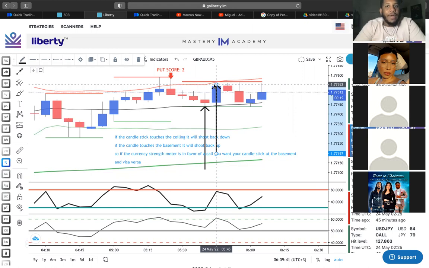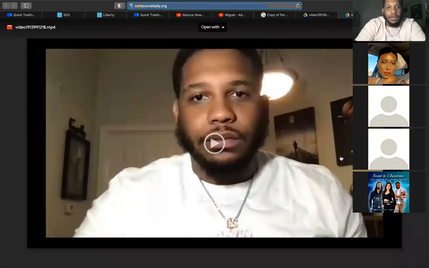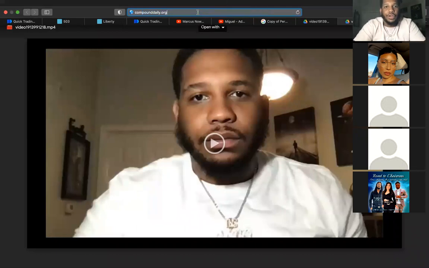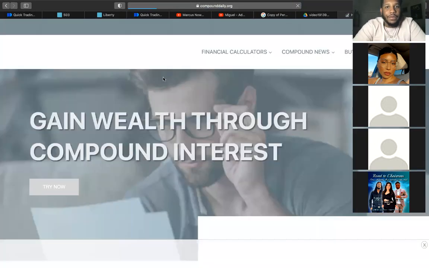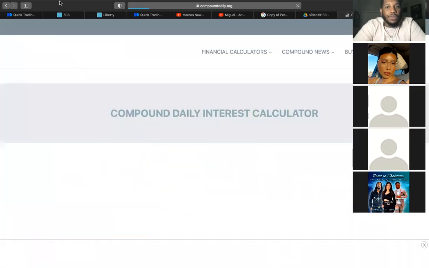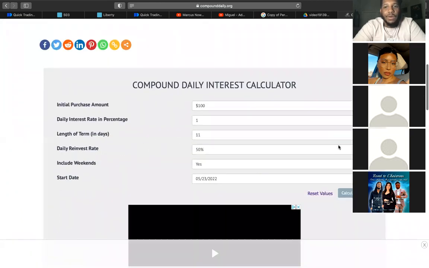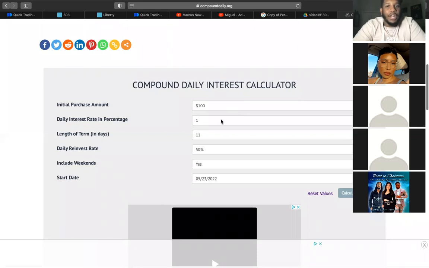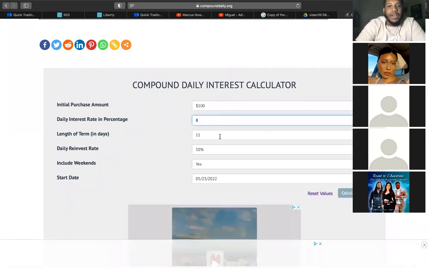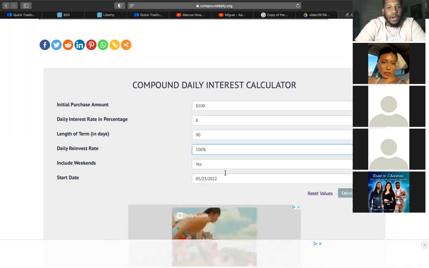You want to look to gain about 8% every single day. And I could go into the compound calculator, where I can show you guys what that looks like really quick. You want to compound your account. You don't want to go into trying to gain massive amounts of money day one. So let's say you started off with a $100 account, you look to grow by 8% for the next 90 days. I always believe take this up for 90 days and watch how far it takes you.